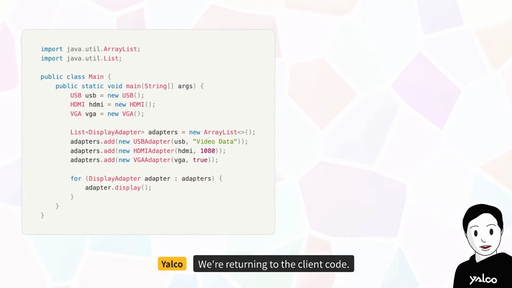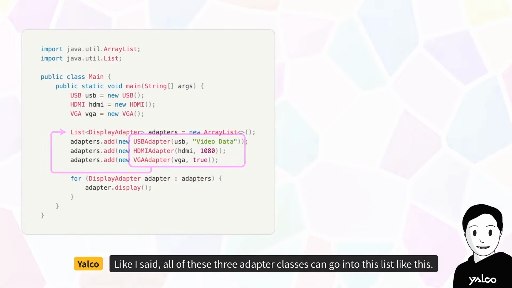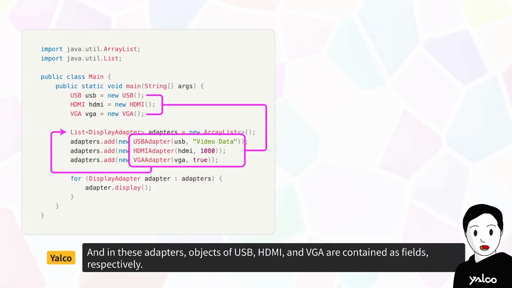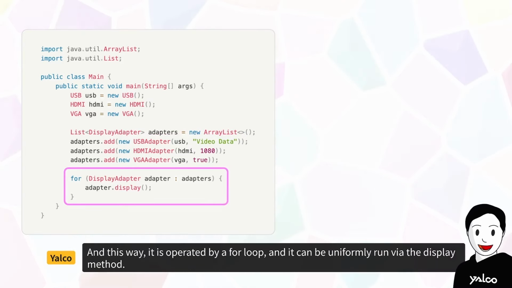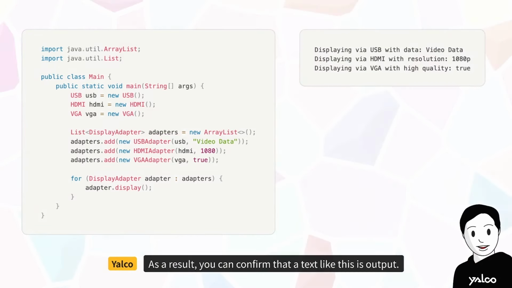We're returning to the client code. Like I said, all of these three adapter classes can go into this list like this. And in these adapters, objects of USB, HDMI, and VGA are contained as fields respectively. That is, through the adapter, unrelated classes can be included in one list. And this way, it is operated by a for loop, and it can be uniformly run via the display method. As a result, you can confirm that a text like this is output.